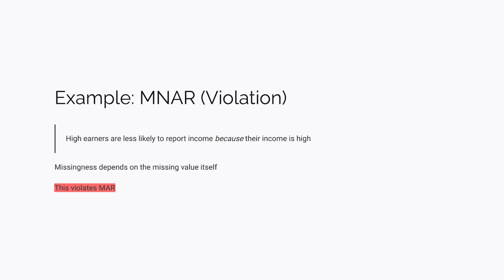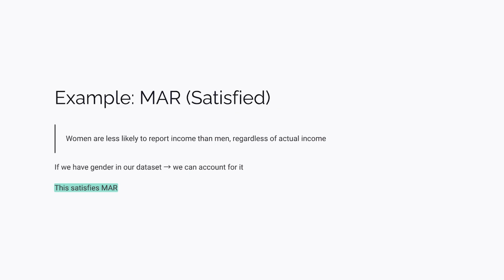Example, if high earners are less likely to report income because their income is high, that violates MAR. That's MNAR, missing not at random. But if women are less likely to report income than men, regardless of actual income, that's MAR, because we can account for it using the observed variable, gender.